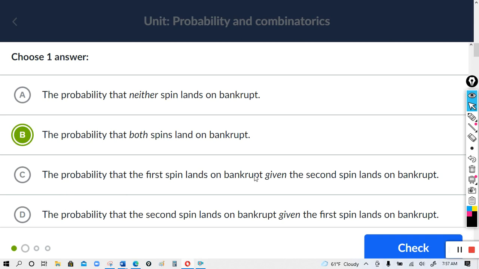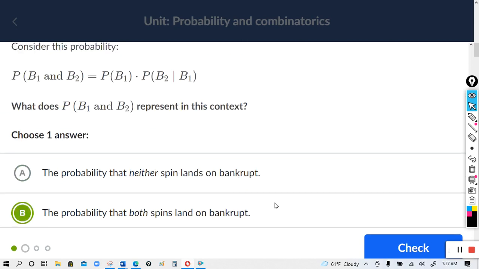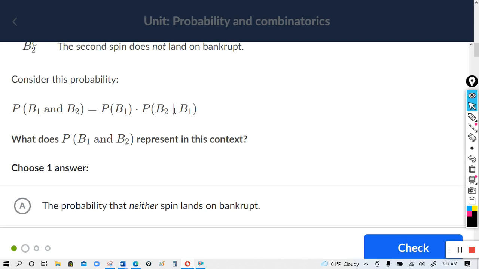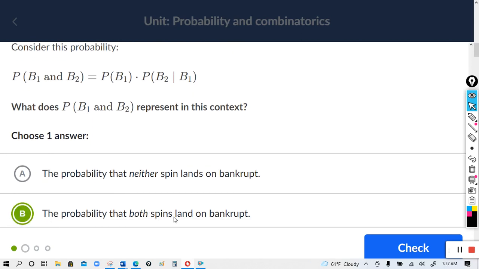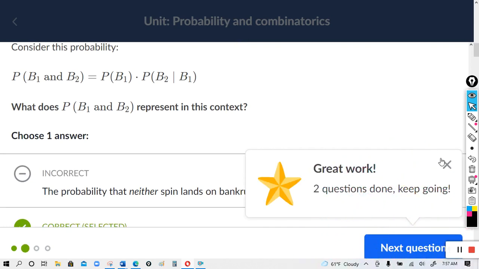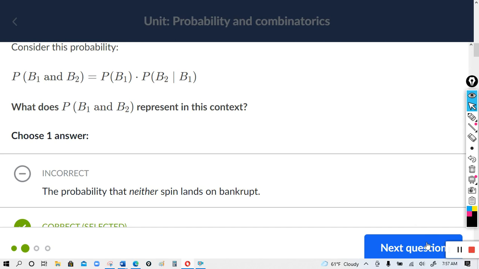C and D both have the given probability, okay? But the given portion is this symbol right here. That's this part of the equation. They didn't ask for this one, though. They asked for this one on the left, probability of B1 and B2. So that's the probability that both land on bankrupt. All right, so nothing to calculate, you're just interpreting.